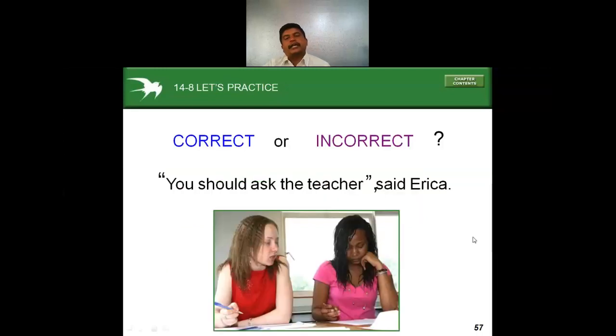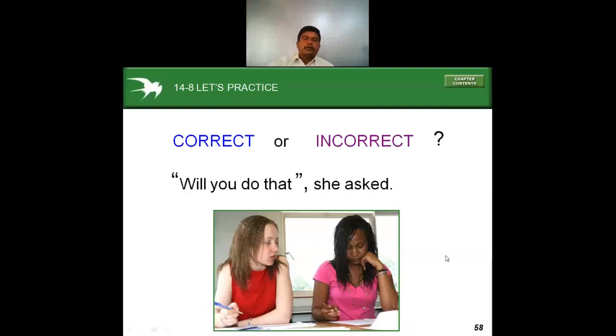Now let us see correct or incorrect. We shall have some fun. "You should ask the teacher," said Erika. Correct or incorrect? Incorrect. Why? See, because the closing comma was missed out, the double inverted comma and single comma were missed out. Hence now it is correct.